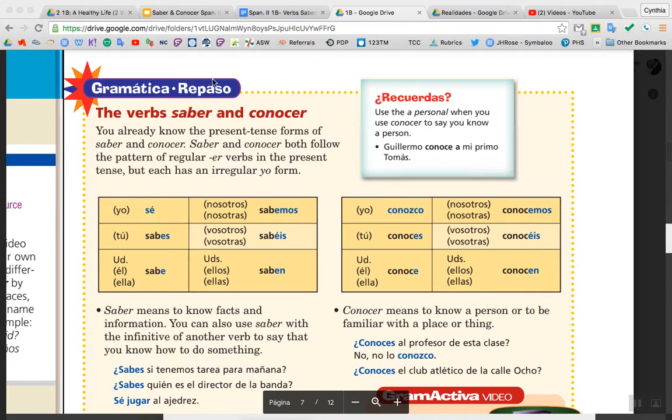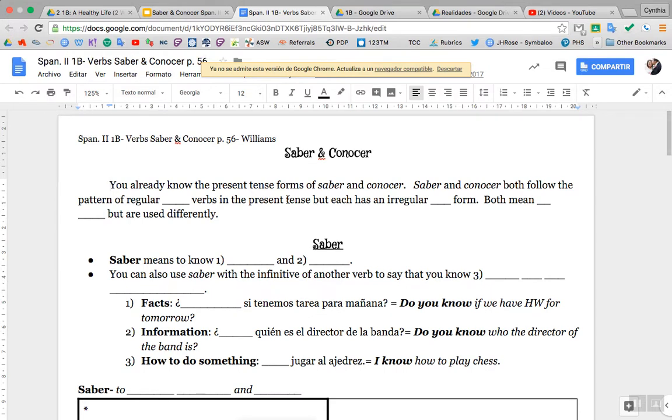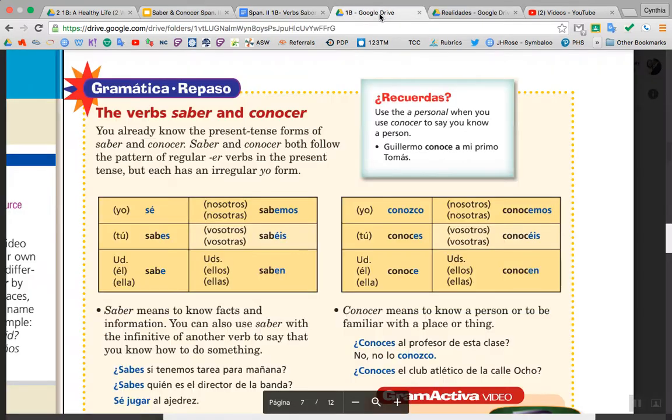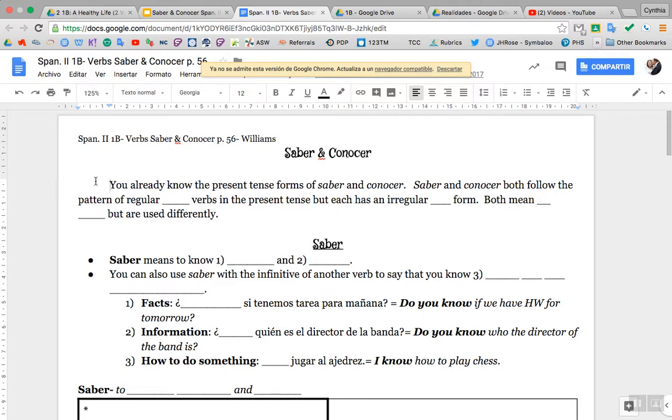All right, we're going to look at saber versus conocer. You should have a fill-in sheet that looks something like this, and the notes can be found on page 56 of the blue Spanish 2 textbook, and that looks like that. All right, so first thing on here says, you already know the present tense forms of saber and conocer. You know these, you've been using these. We haven't explicitly talked about the difference, okay?